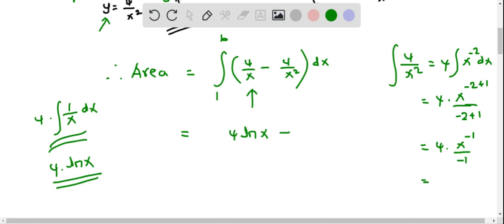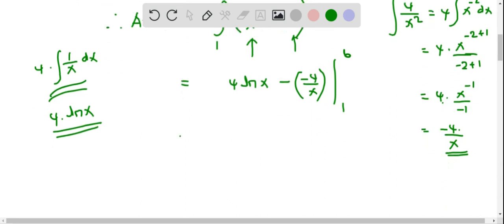So this equals 4 times negative 1, which is negative 4. We can rewrite x to the power of minus 1 as 1 by x, so this becomes negative 4 by x. So the integral of 4 by x squared is negative 4 by x, which I put here. And then we have to apply the limits from 1 to 6. Let's evaluate this. This gives 4 times the natural logarithm of x plus 4 by x, evaluated from 1 to 6.